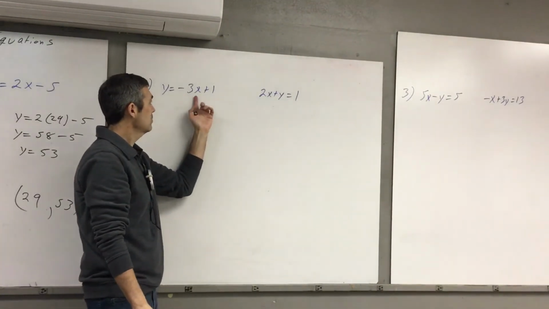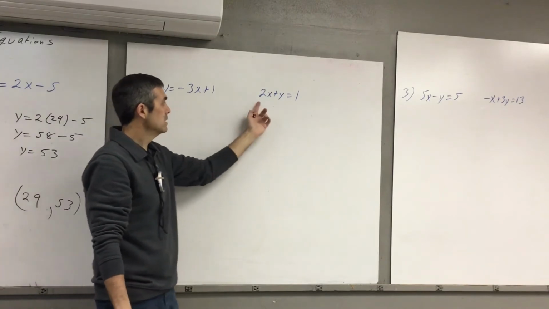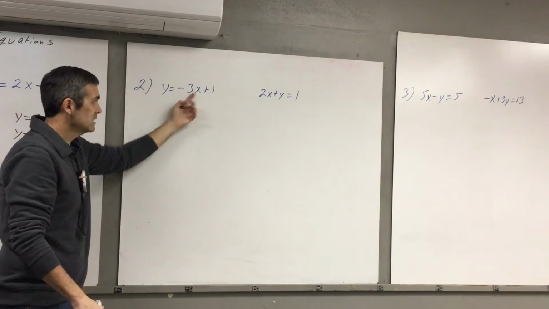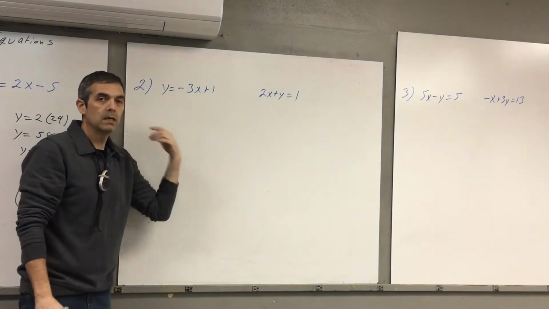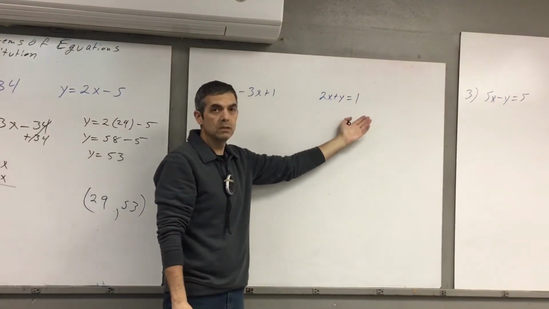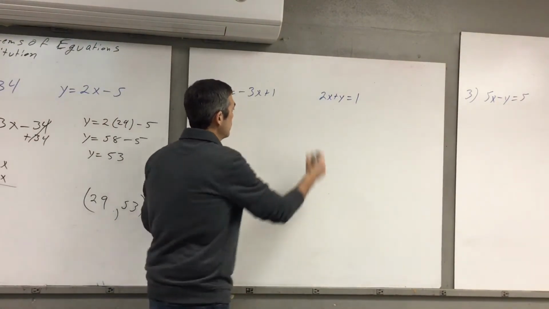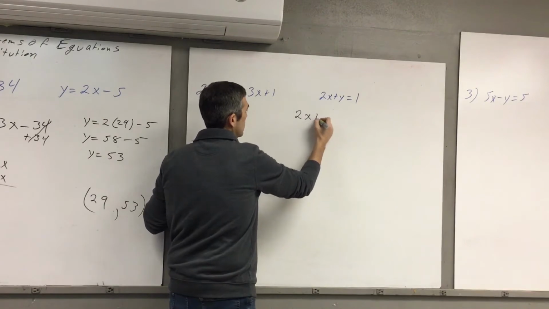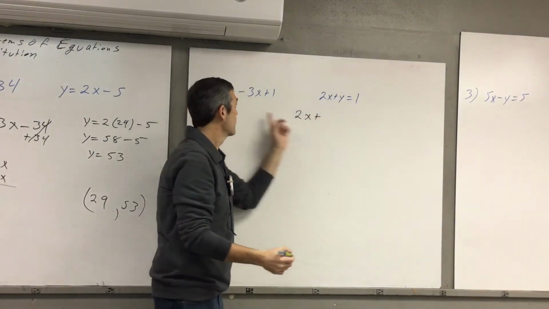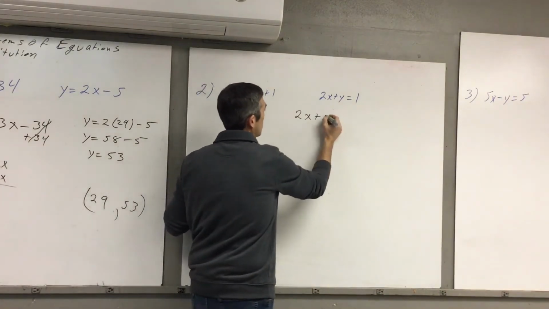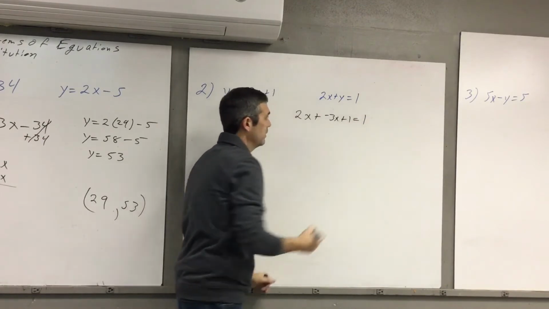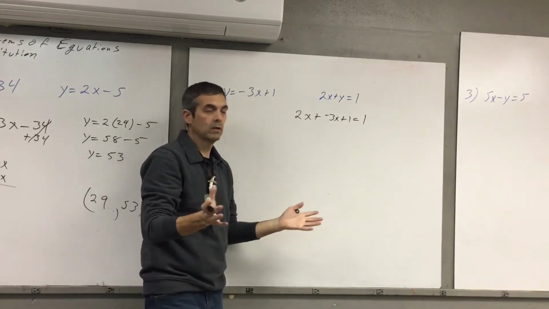y equals negative 3x plus 1, and 2x plus y equals 1. Again, notice, when it's in slope-intercept form, it's already solved for your y. So just take that and substitute it into the other one. All right? So 2x plus, and I'm going to take this whole part and substitute it in for y. So negative 3x plus 1 equals 1. And then I'm going to start solving, okay?